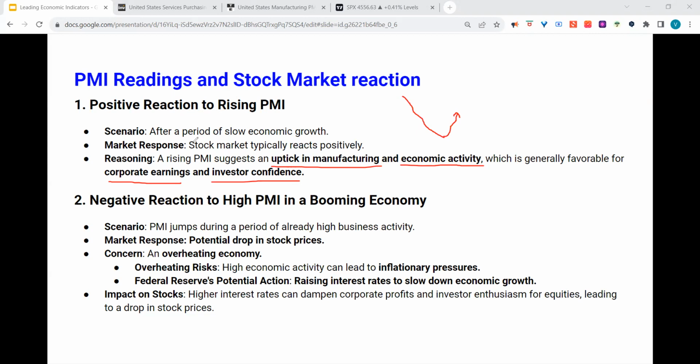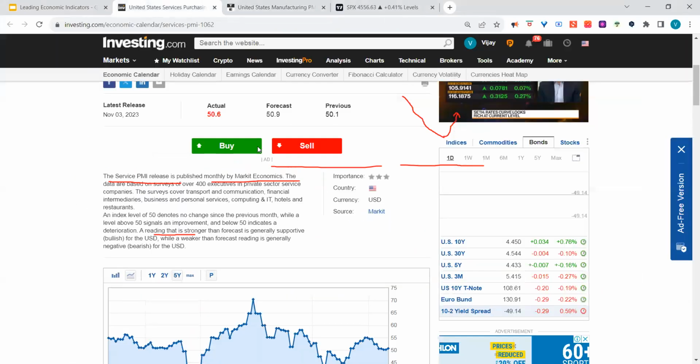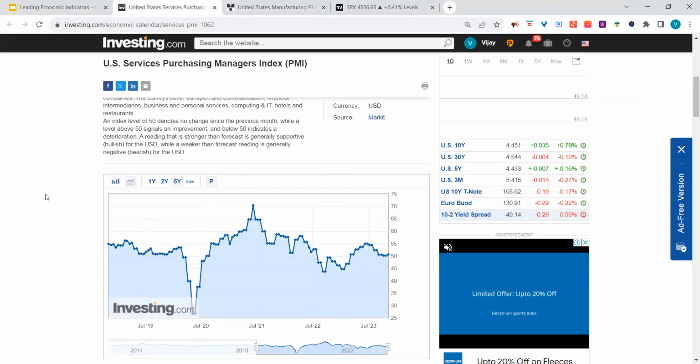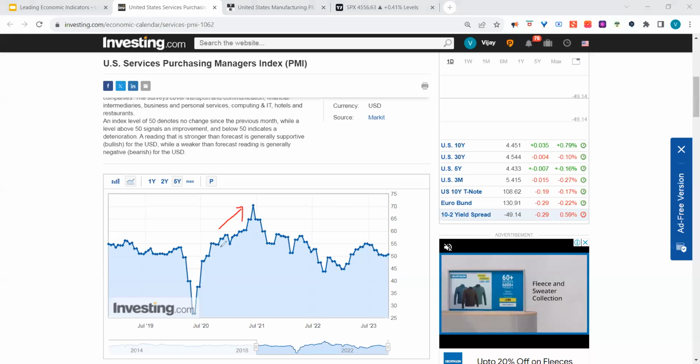So this is the first case, and this is what happened in one sense during the post-COVID period. The second one is also interesting to understand, because assume that PMI jumps during a period of already high business activity. Let me share one example here. Something like this period, when the PMI is already at a particular peak.